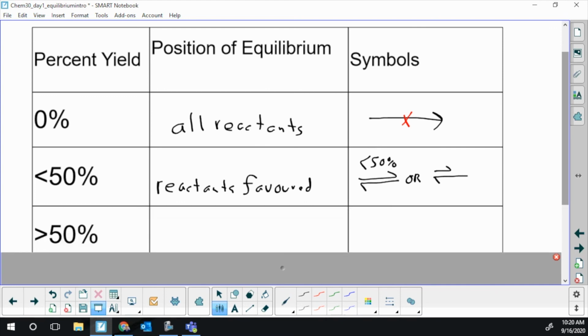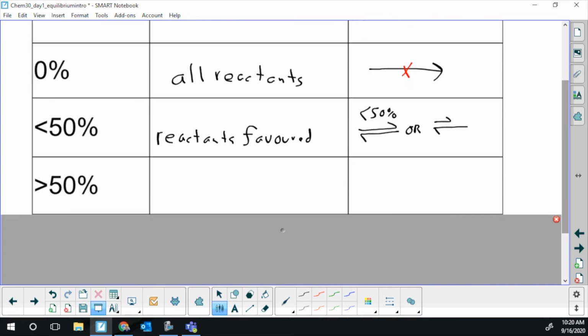We're going to move to over 50%, and now it's going to be the reverse of this row. Greater than 50%, we made lots of products, product favored. And now I'm just going to flip the arrow format. Now it's equilibrium arrow greater than 50%, or a larger arrow in the forward direction, a smaller arrow in the reverse.